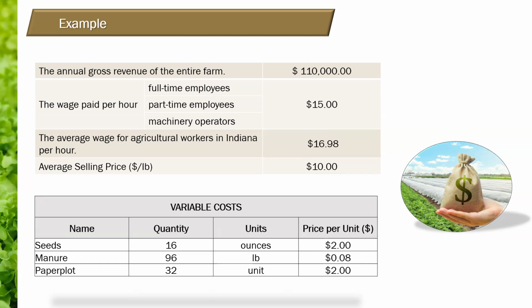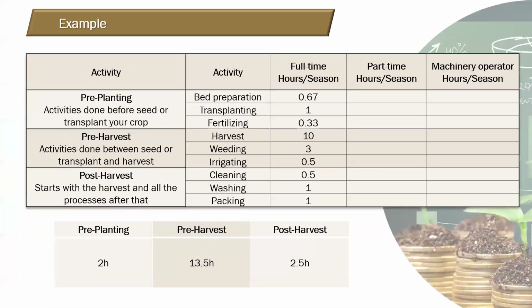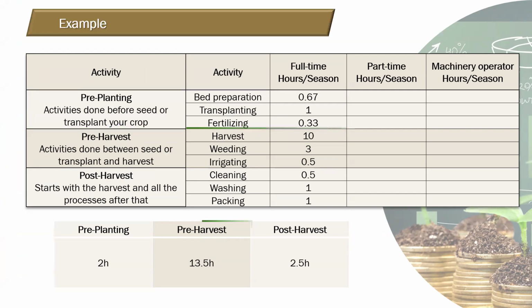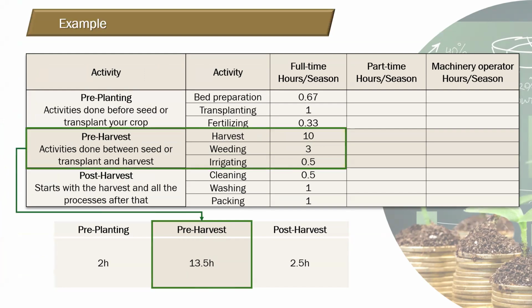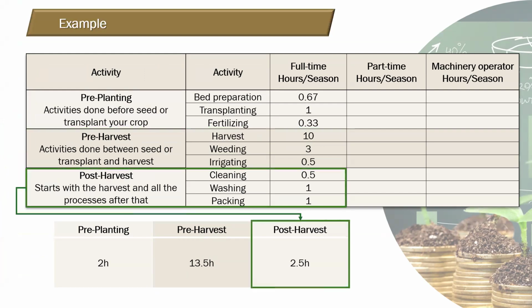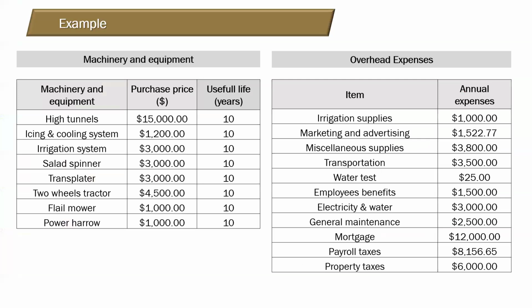These are just examples of seeds, manure, and paper pots for spinach production. So in this case, labor hours for spinach production were as follows. So 2 hours for pre-planting activities, 13 hours and a half for pre-harvest tasks, and 2 hours and a half for post-harvest. And also another data that you have to input to generate the reports is related to machinery and equipment.